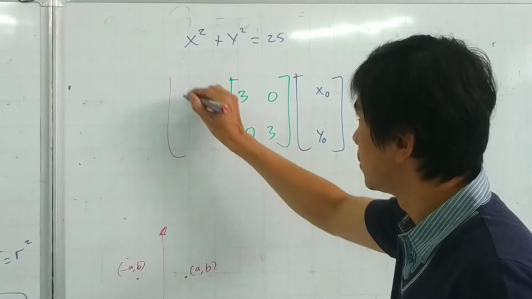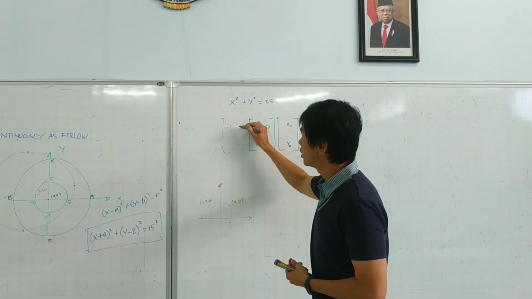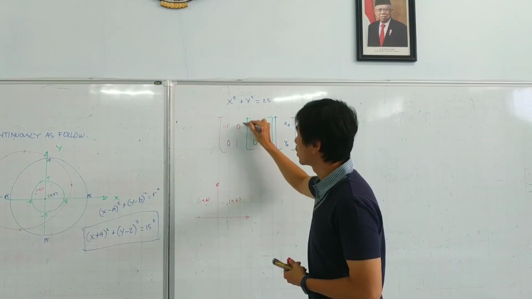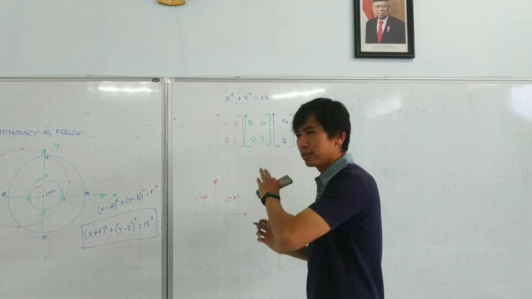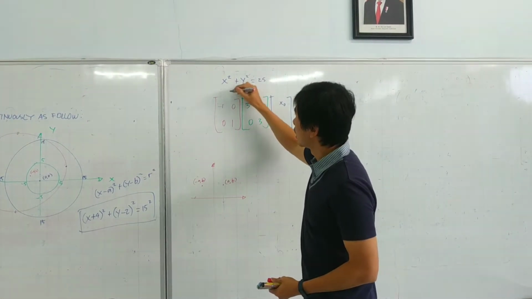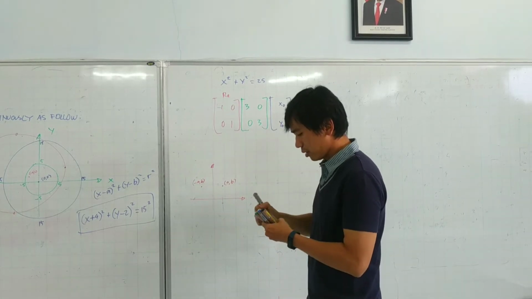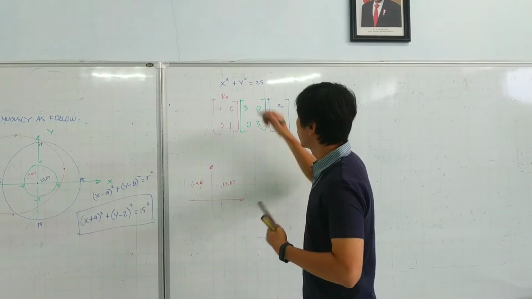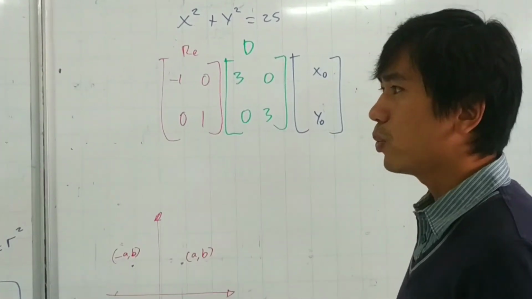will be [negative 1, 0, 0, 1]. Why? Because we want the x coordinate to become negative. Yeah. So this is the reflection, and then the first one is the dilation. Okay, and then we have the translation.